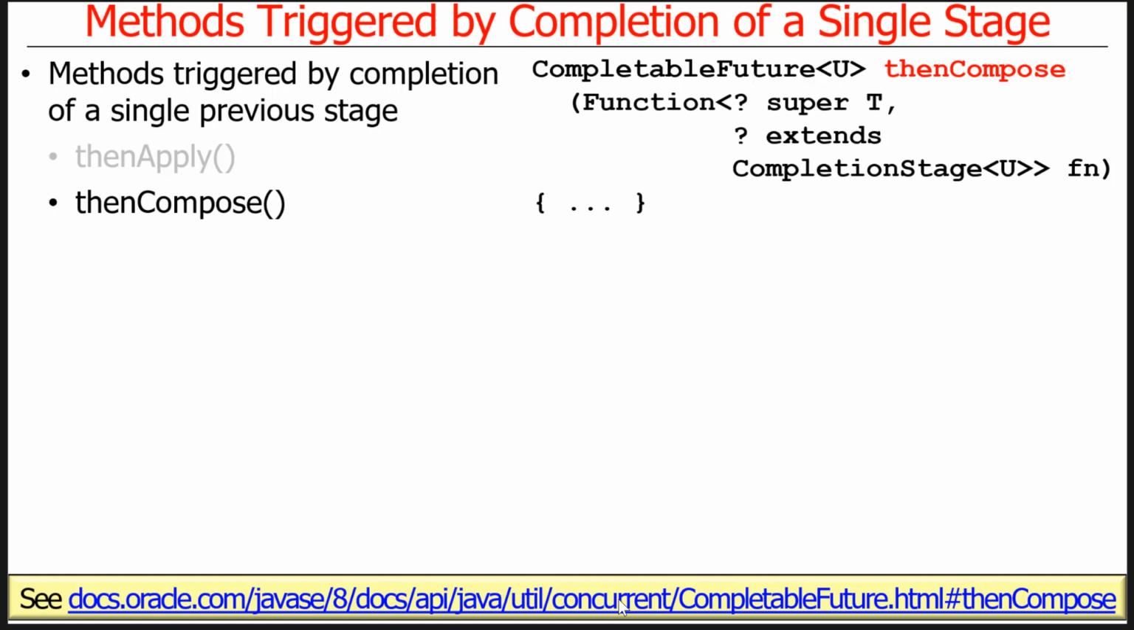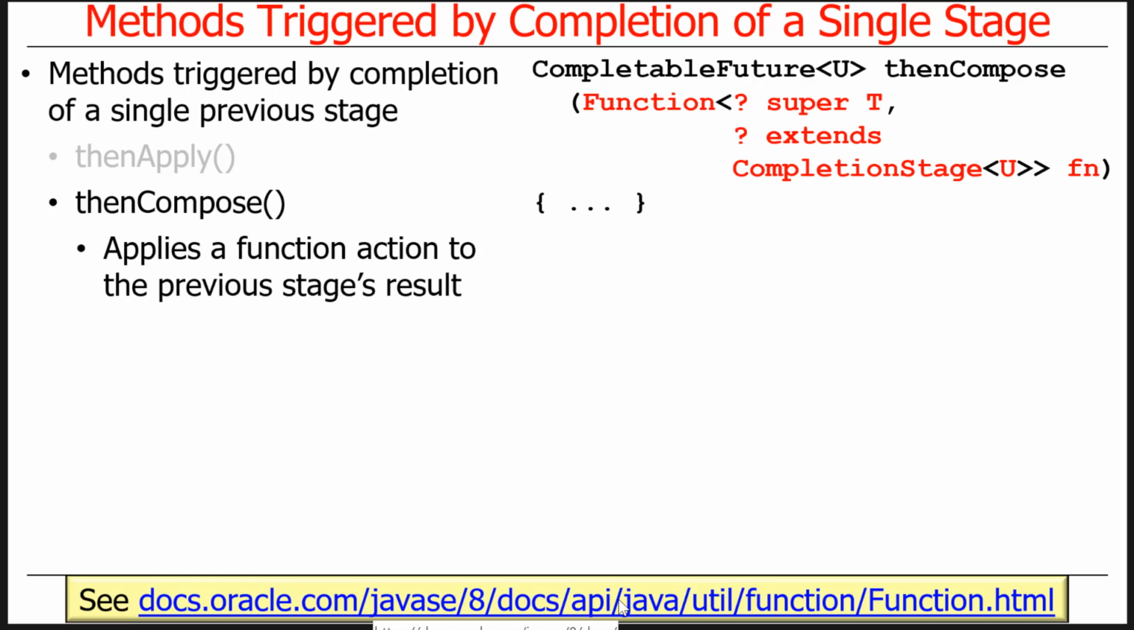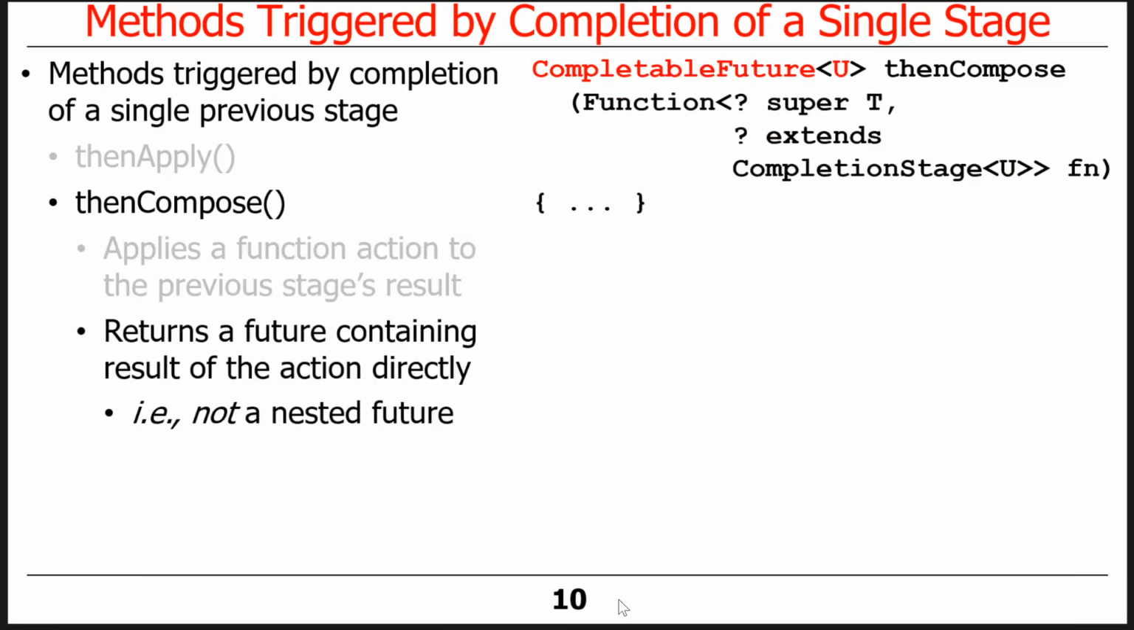A much more interesting method is the thenCompose method. And as you can see, thenCompose takes a function also, and as with thenApply, this function action will be applied when the previous stage results are done. So when the future is triggered from the previous stage, this function action will be applied. And what this does is this returns a future containing the results of the action directly rather than a nested future. So what the heck does that mean?